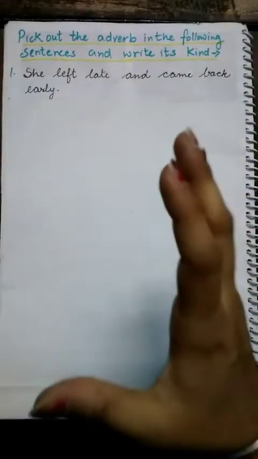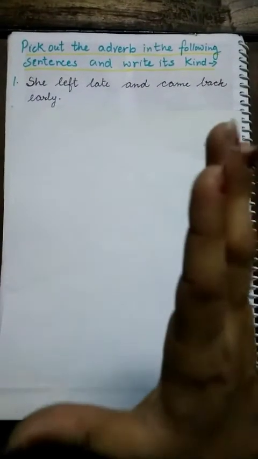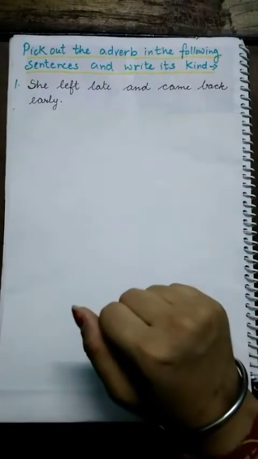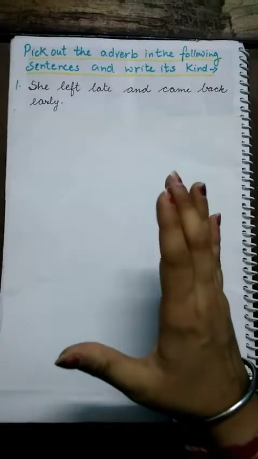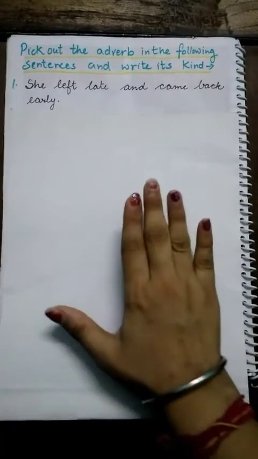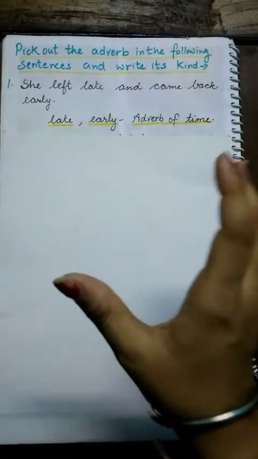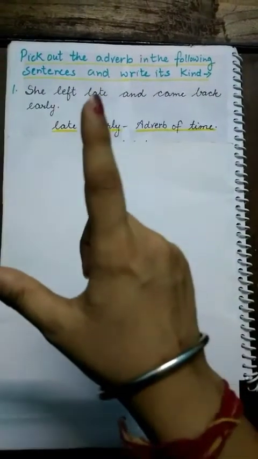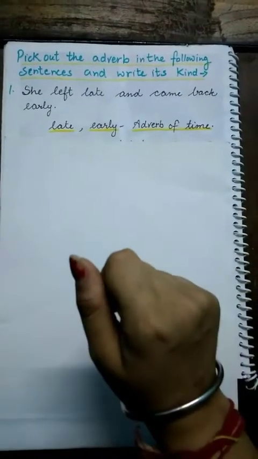Now let's discuss a few sentences related to adverbs. Now what you have to do, you have to pick out the adverb in the following sentences and write its kind. Now the sentence number 1 is, she left late and came back early. Very good. Late and early show adverb of time because they tell you about the actions left and came.